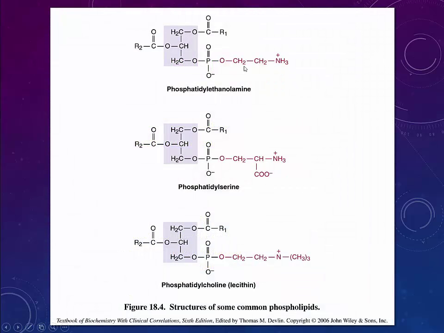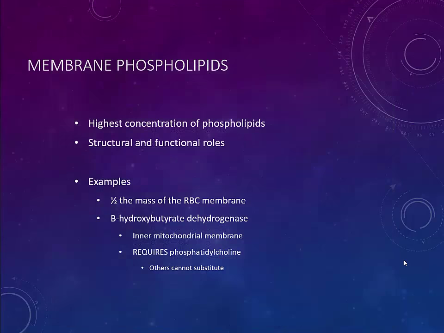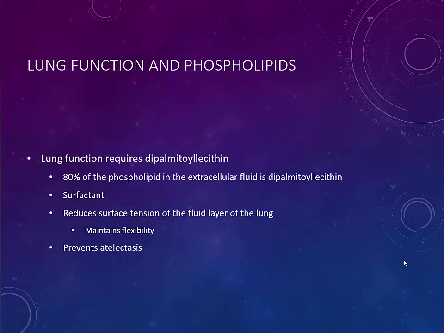If you recall, here's the phosphatidylcholine as well. Nothing else will substitute. It's very, very specific for that phosphate. So we can have cofactors, structural roles, membranes. Phospholipids are found in a variety of places. But what I want to just zoom in on, because it's not intuitive, is the lung.